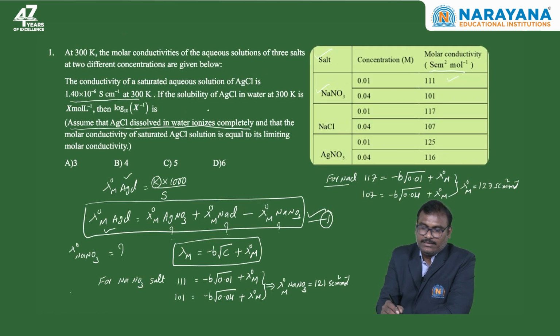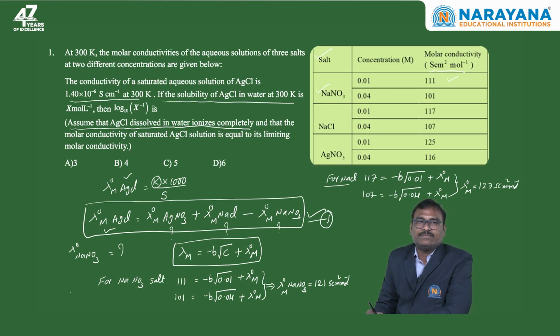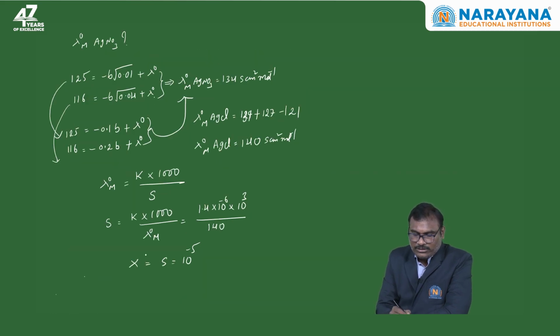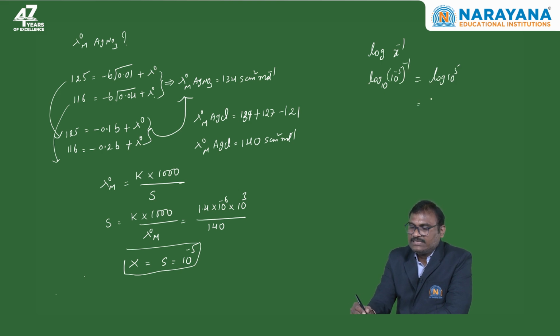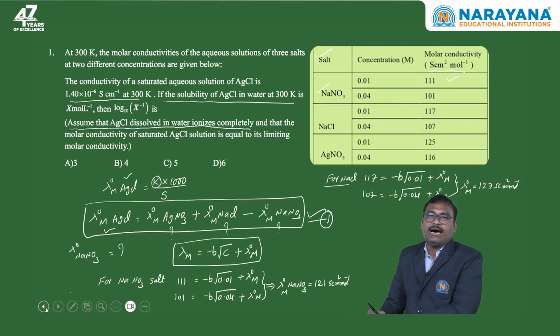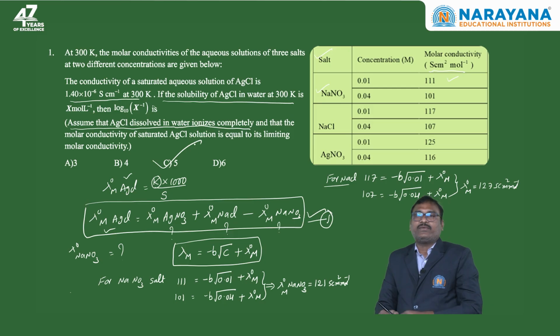See that the solubility of AgCl in water at 300 kelvins was mentioned as X moles per liter. Therefore, this value I should consider as X. Then he is asking to find out log of X inverse, that is log of (10 power minus 5) whole inverse, that is equal to log 10 power 5, that is 5 log 10, the value becomes 5. Therefore, for the given question, the answer is C. 5 is the correct answer.